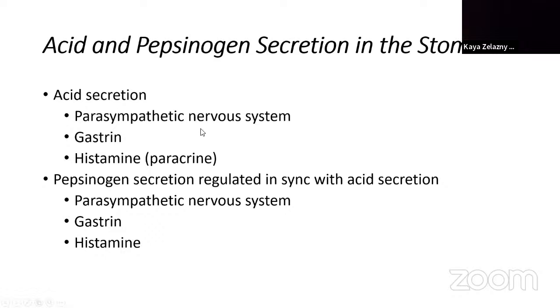So the parasympathetic nervous system is going to be regulating the acid secretion. And two molecules that are particularly involved in this are gastrin, which is a hormone that we saw was directly related to our stomach itself. And histamine is also a paracrine signal that's going to help us regulate acid secretion. Pepsinogen secretion goes along with the acid secretion. So when we want more acid, we also want more pepsinogen. So this is also under those same controls: the parasympathetics, the gastrin, and the histamine.